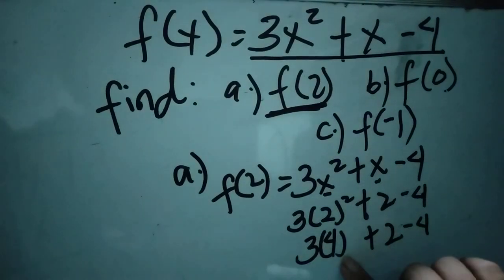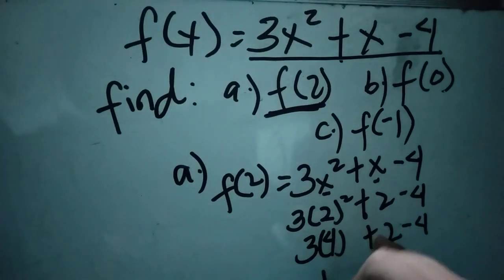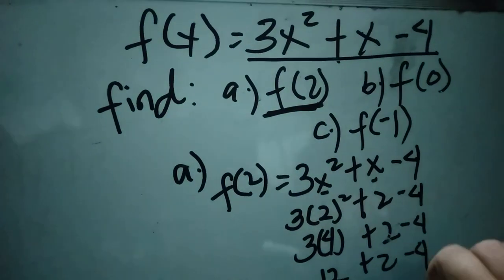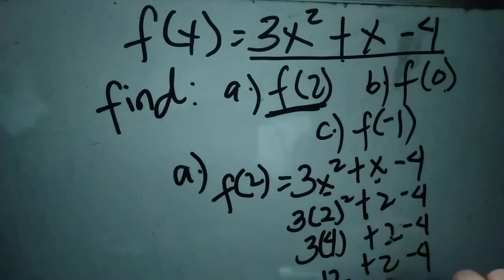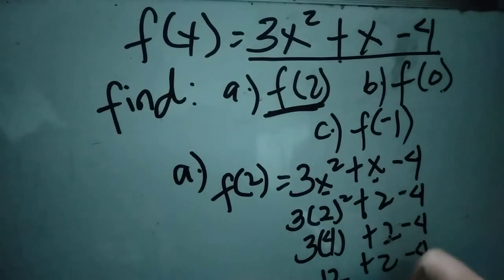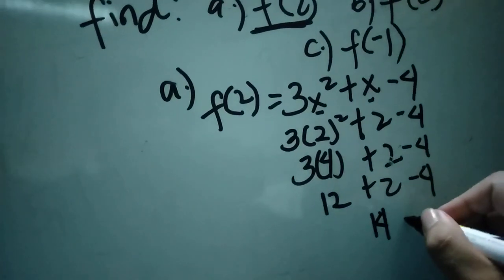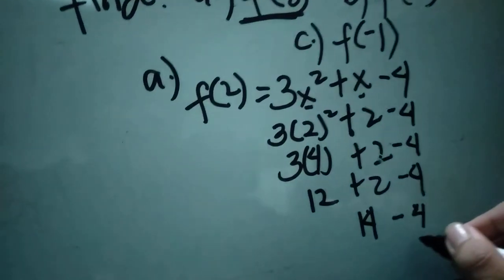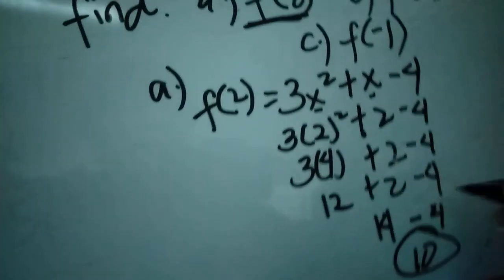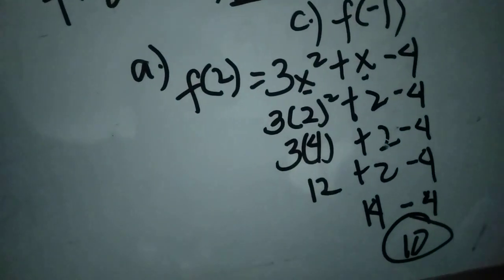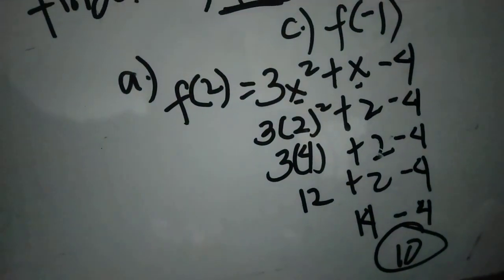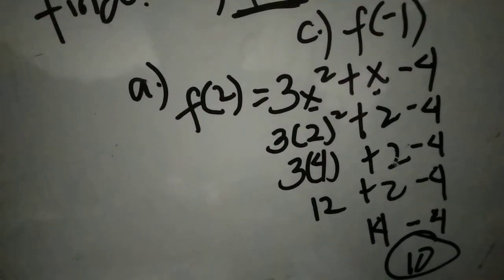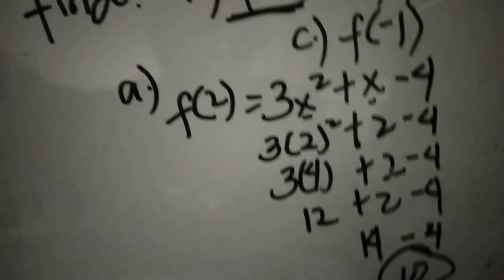So 3 times 4, 12. Correct. 12 plus 2 minus 4. So 12 plus 2 is 14, minus 4. And 14 minus 4 is 10. So this will be our answer for f of 2. If we evaluate 3x squared plus x minus 4 at f of 2, our answer is 10.